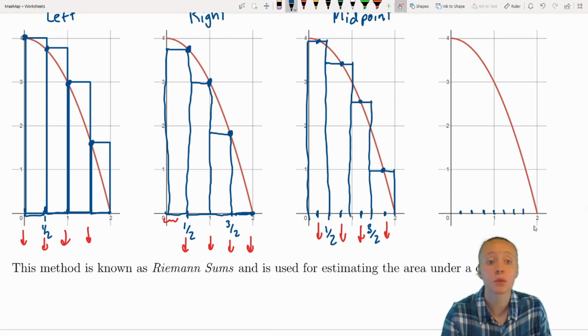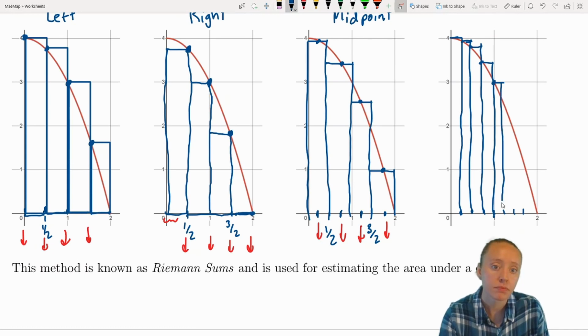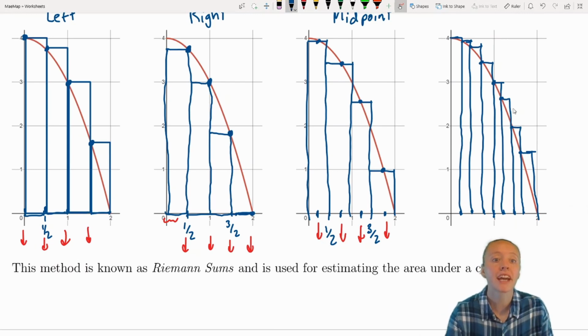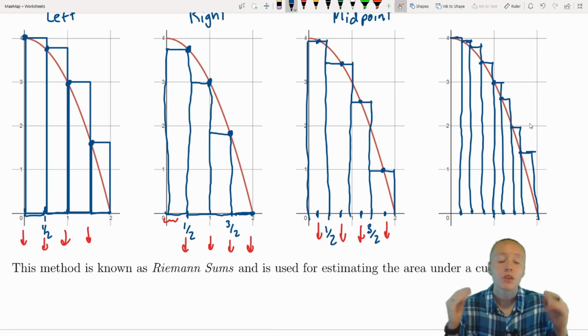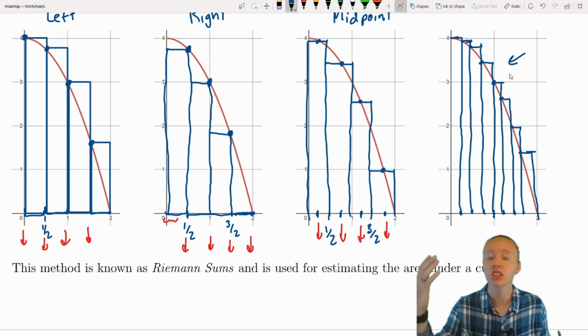So now you can see that if I used my left Riemann sum, my area is going to be even more accurate. Look how closer those rectangles are to the actual height of their function. There's a lot less overestimation, even just doubling that.